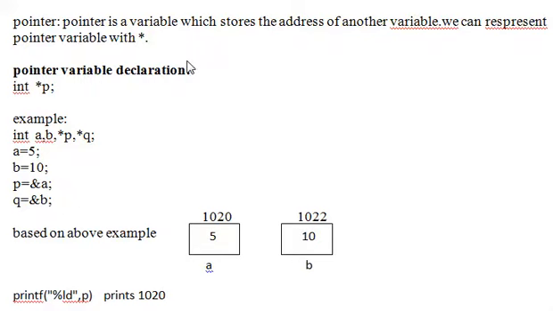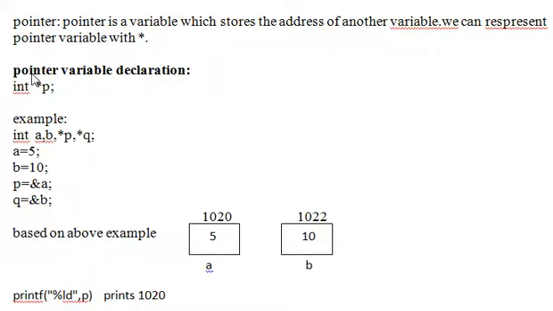First we have to know the definition of the pointer. Pointer is a variable which stores the address of another variable. So here a pointer is a variable, but in this pointer variable we are storing the address of another variable. In general variables we are storing the values. In a pointer variable we are storing the address of another variable.